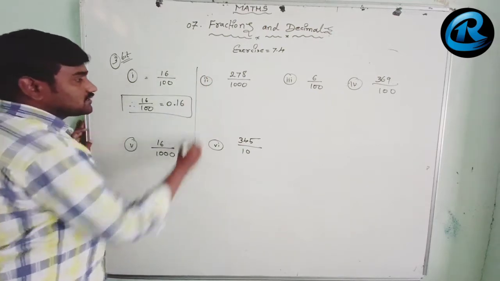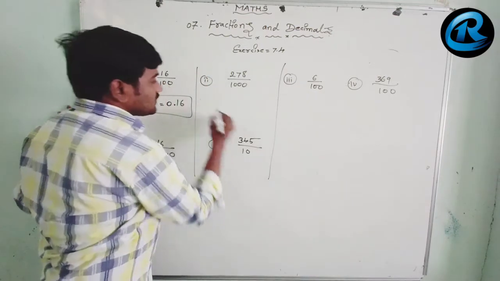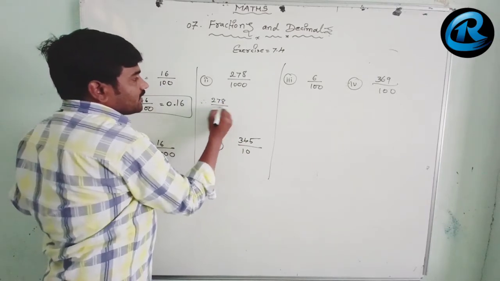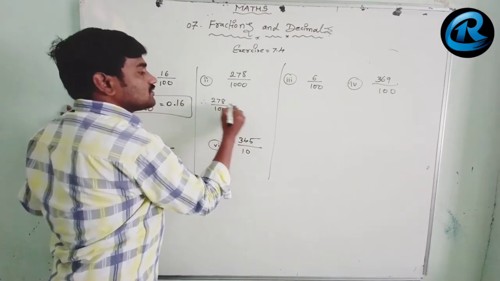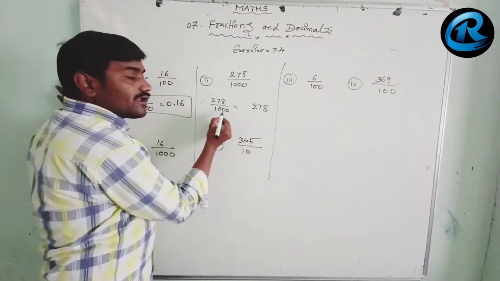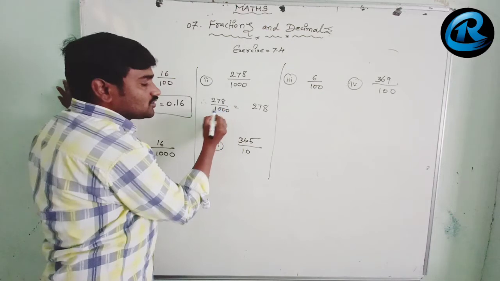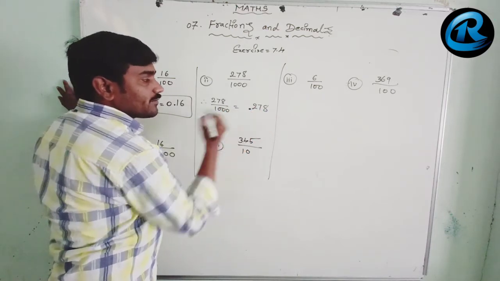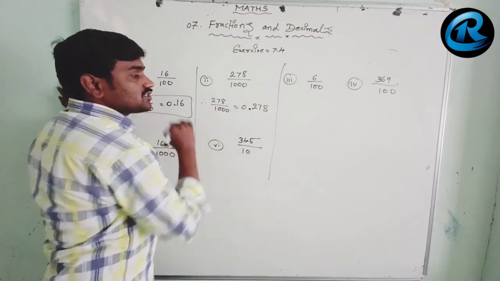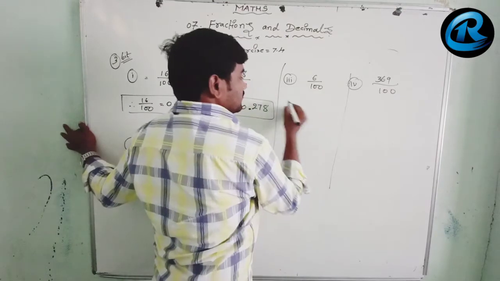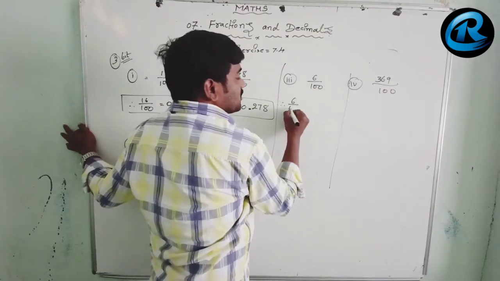Okay. Next we go for this. Therefore 278 by 1000 equal to: see, write the numerator first, 278. In the denominator how many zeros are there? Just count 1, 2, 3. So count 3 digits, 1, 2, 3. After 3 digits you have to put a point. Then it is 0.278.